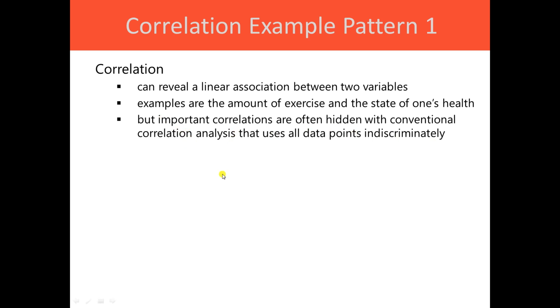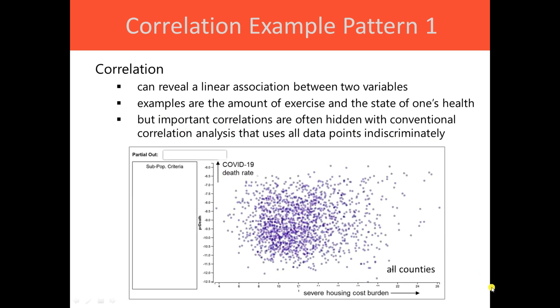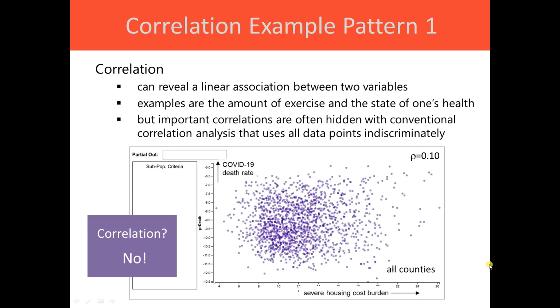So for example, here is one of those correlations. If you try to correlate severe housing cost burden with COVID-19 death rate, you're not going to see much correlation here. It just looks like a big blob, right? There's no correlation. The correlation coefficient is only 0.1, which is negligible, right? So you may think that severe housing cost burden doesn't really have an effect on COVID-19 death rate, but you can't say that because you have to drill in, right?